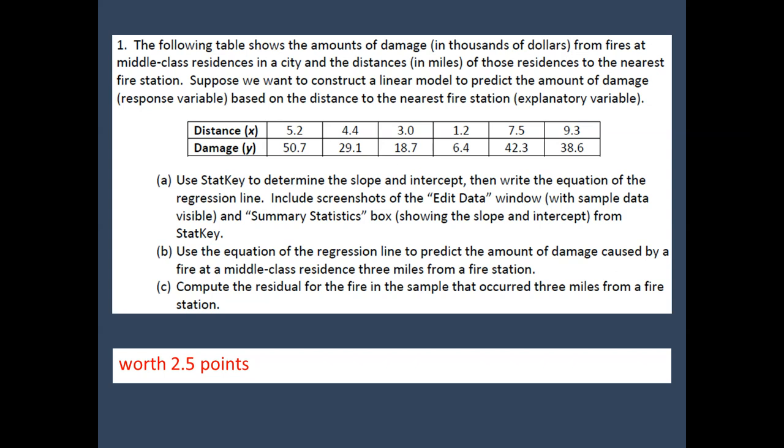Part A is worth 1.5 points, where it's half of a point for the edit data window, half of a point for the summary statistics box, and half of a point for having the equation of the regression line written correctly, and that includes having a hat over the Y. Don't forget about that. It's really easy to forget that hat, but that needs to be there.